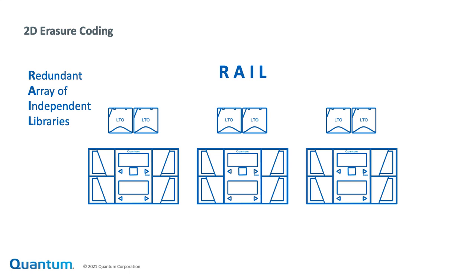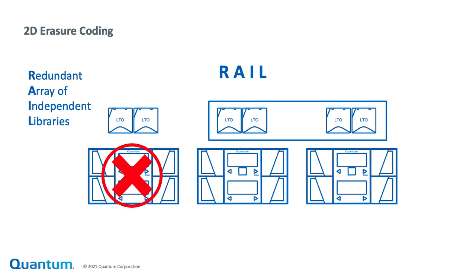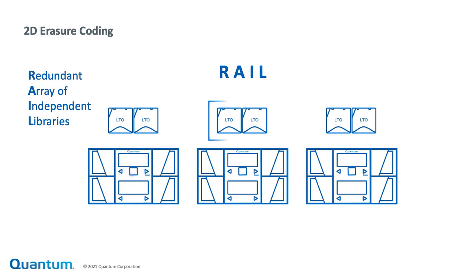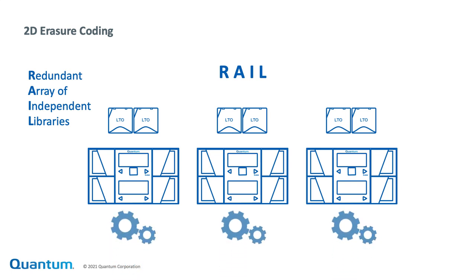Now let's look at some of the benefits that come with the RAIL architecture. The obvious one, of course, is redundancy. If you were to lose a library or have a robotics failure, you still have the redundancy required to access your data. And this level of redundancy comes without the expense of a multi-copy strategy. Additionally, the RAIL architecture enables parallelism. The ability to leverage multiple robotic sets in a parallel fashion greatly reduces the bottlenecks and in turn improves performance.